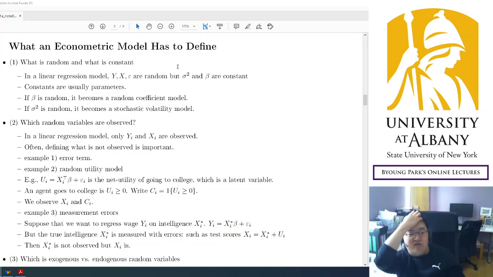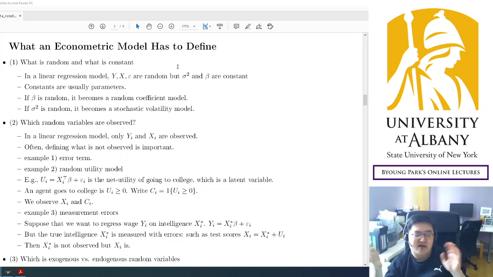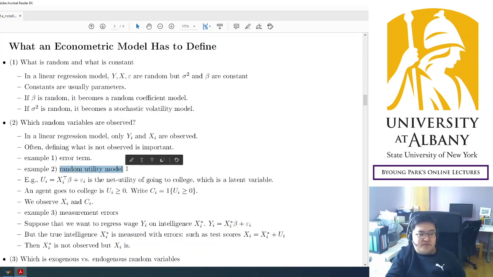The second thing we need to learn from a model is that you have to define what variables are observed and what are not. Of course, in the linear regression model, it's obvious. Epsilon is not observed, x and y are observed, and beta is not observed. In a simple model, it's obvious. But let me give you more examples where there are some unobserved variables in an irregular way. In this example, the random utility model.